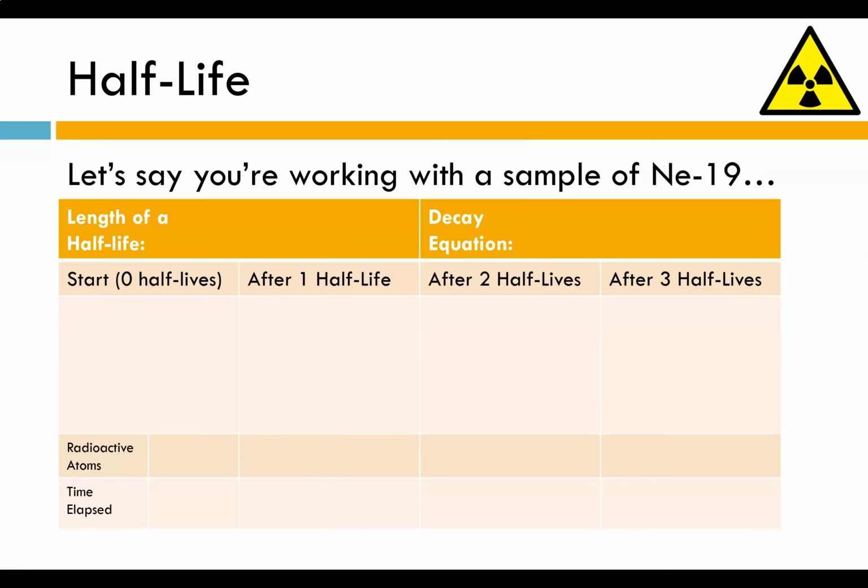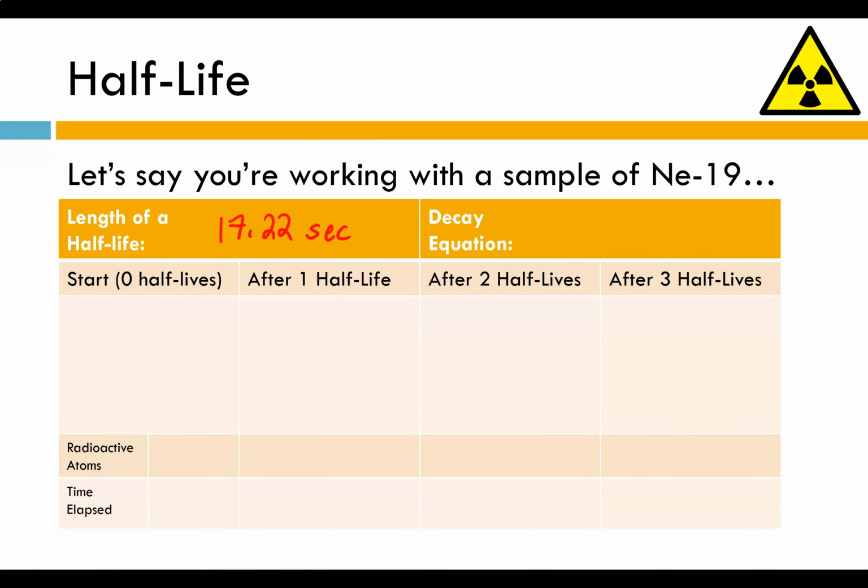So let's delve into half-life in a little bit more detail. Let's say we're working with a sample of neon-19. Actually, it doesn't really matter what the sample is as far as how it's going to decay, but we're going to go through with an example of neon-19. So I can use table N. I can look up the length of a half-life. Go ahead and do that now. Yeah, it's a pretty short half-life. This is an unstable radioisotope. It's about 17.22 seconds.